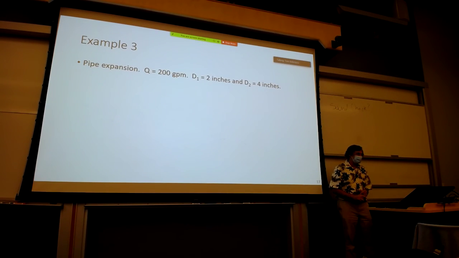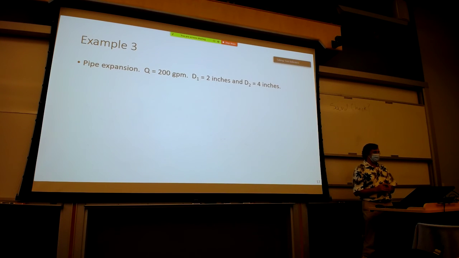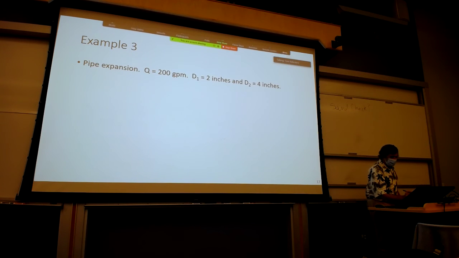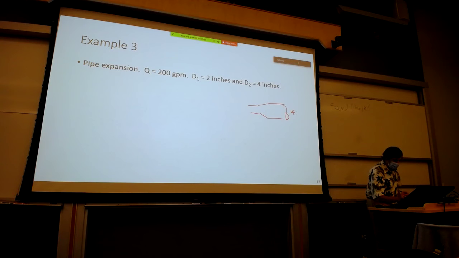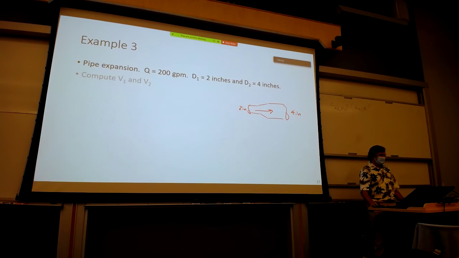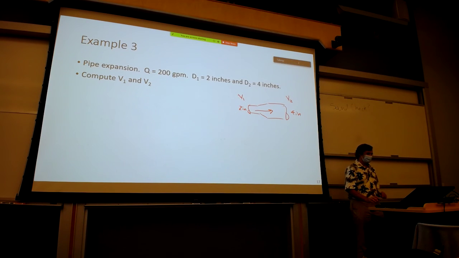So in the third example, the remaining time, we have a pipe expansion. The discharge is 200 gallons per minute. The entrance to the pipe expansion is 2 inches, and then the exit is 4 inches. It's an expansion, so flow is going from the smaller diameter to the larger diameter. The question is, calculate the velocity at the entrance, V1, and the velocity at the exit, V2.